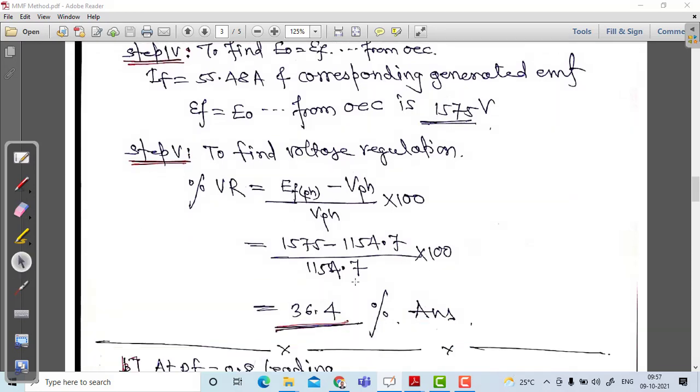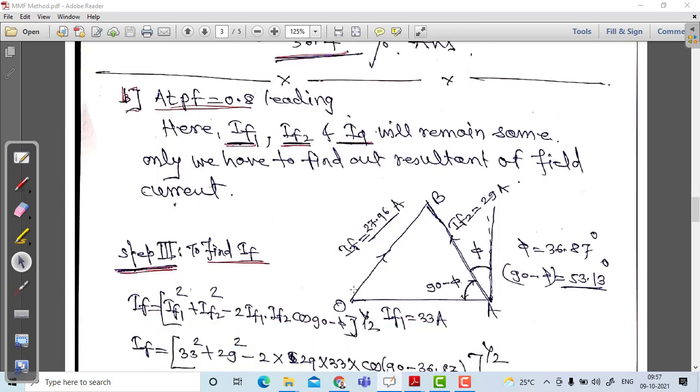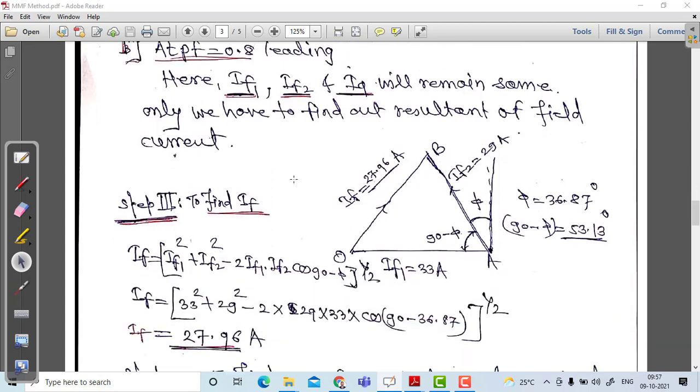Now let us observe this one. See, at a leading power factor of 0.8, pay attention here: IF1 and IF2 will remain the same, and IA, that is the full load armature current equal to the short circuit current, will also remain the same. Only we have to find the resultant of this.